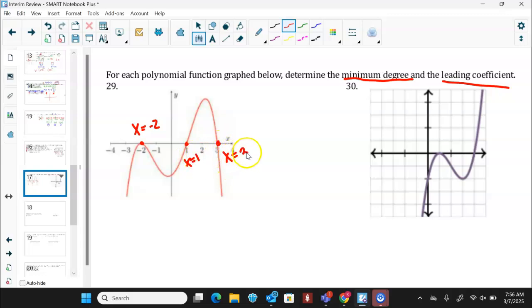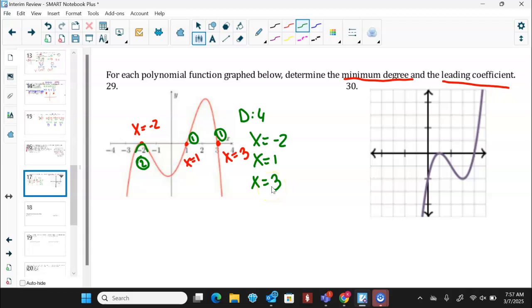And right here, this is 3. All right, now what are the multiplicities? Means the shape. This is multiplicity of 2, this is multiplicity of 1, and this is multiplicity of 1. So the minimum degree would be just adding these multiplicities, so the degree would be 4. Your x-intercepts are -2, 1, and 3.